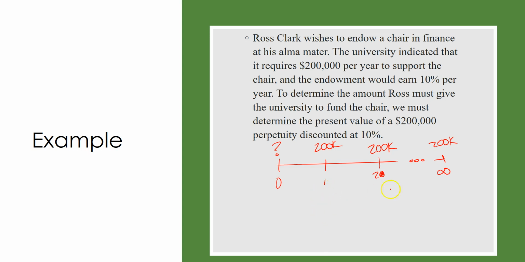So we have to recognize this is a perpetuity because it is infinite, and we use the formula for solving for the present value. The equal recurring cash flow is $200,000. We divide that by our discount rate of 10%, and we get $2 million. So if he were to donate $2 million to the university, they would be able to withdraw $200,000 a year in interest and never touch that $2 million donation.